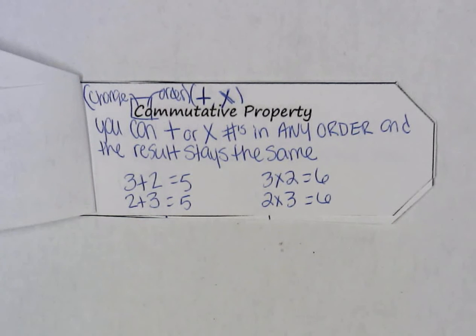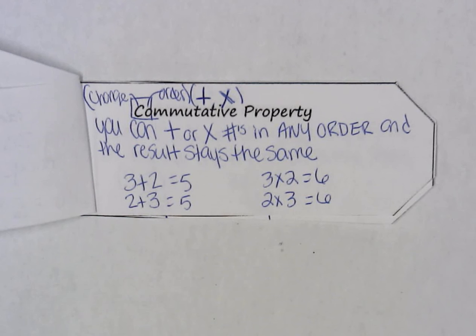So the commutative property states that you can add or multiply numbers in any order and the result stays the same. You can add or multiply numbers in any order and the result stays the same. So you can switch places. Your numbers can change order, they can trade spots, but your answer should always stay the same.